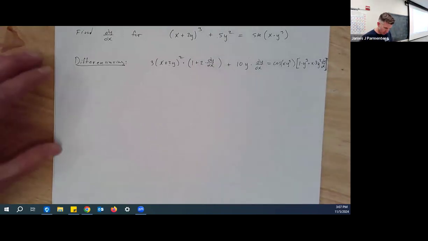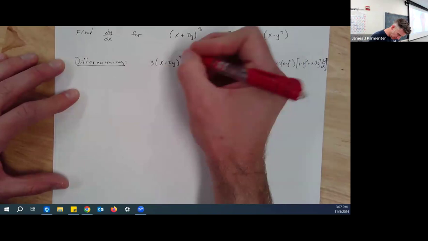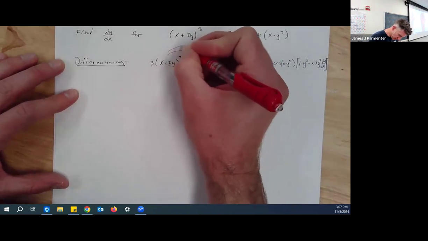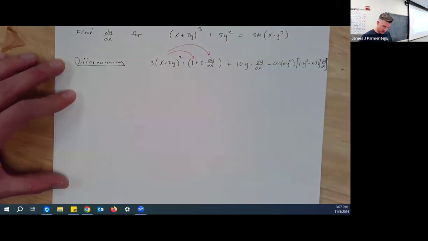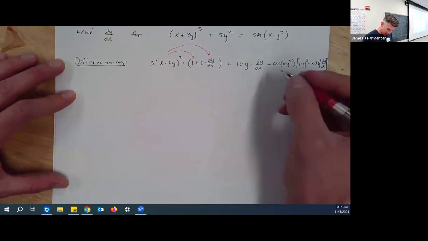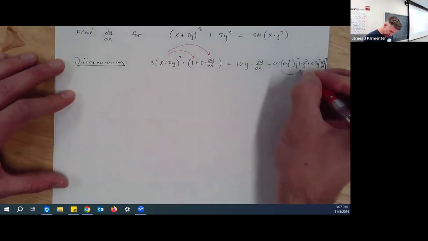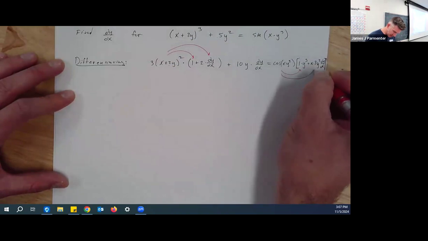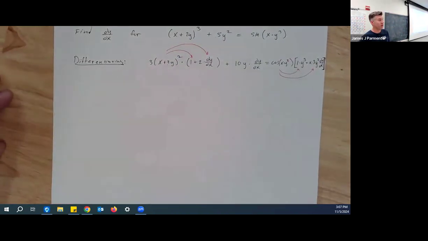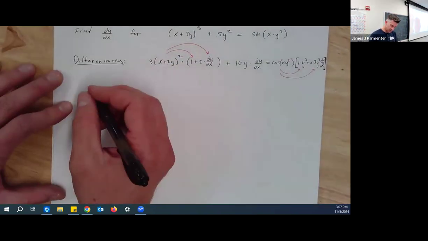So I have to distribute this 3y squared to both the 1 and the 2 dy/dx. I also have to distribute this cosine of xy cubed to the 1 times y cubed and the x times 3y squared times dy/dx. It's kind of terrible. So let's be careful here.